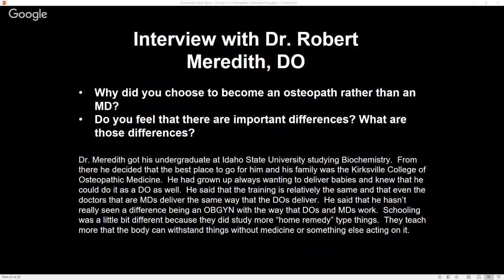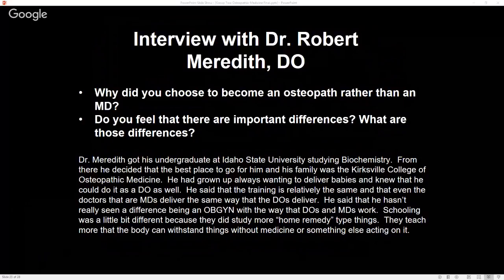Is mainly based on hearing about this particular school here, the Kirksville College of Osteopathic Medicine. And also just for his family is why he chose to go there as well. There's actually another doctor that works at the same women's center that also went to that Kirksville College of Osteopathic Medicine, and he said he loved it, and that there aren't that many differences in the way that they go about being an OBGYN as an MD and a DO.